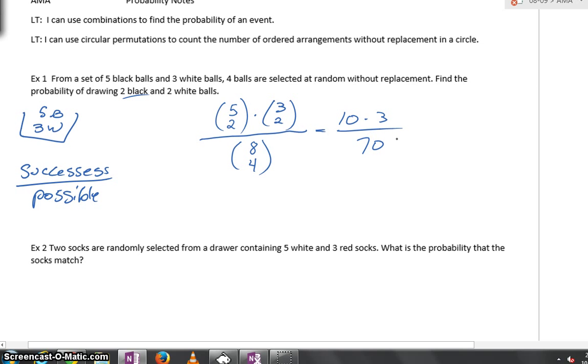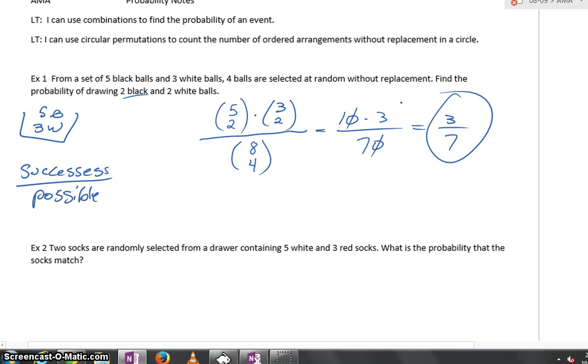Right now, I hope you can see that the zeros could cancel out. And you'd be left with 3 times 1, which is just a 3, all over 7. So we'd have a 3/7 probability of this happening. Okay, is this making sense so far?